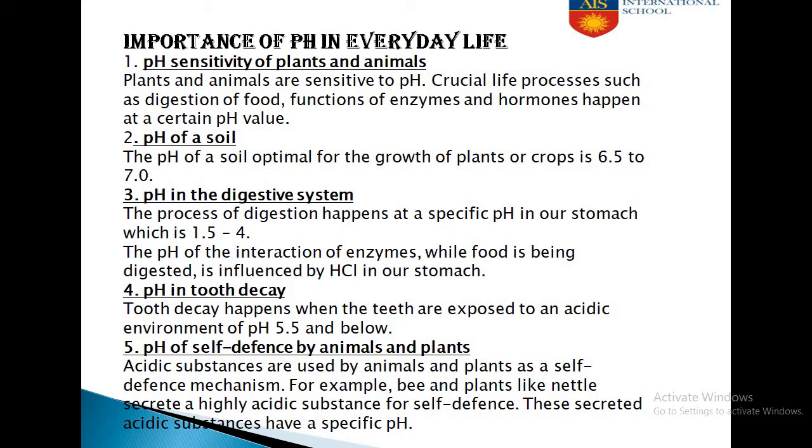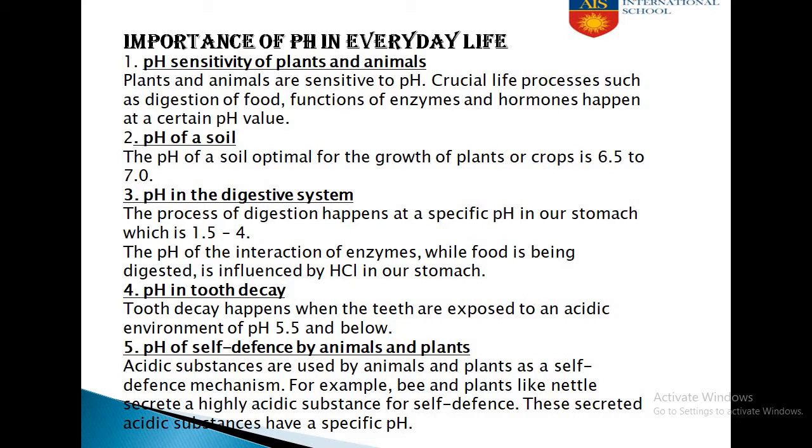Now, what is the importance of pH in our daily life? Plants and animals are all sensitive to pH. Crucial life processes such as digestion of food depend on it. As I told you, during digestion the pH value is around 5. So why is it 5? Because it kills many germs which have come along with the food.